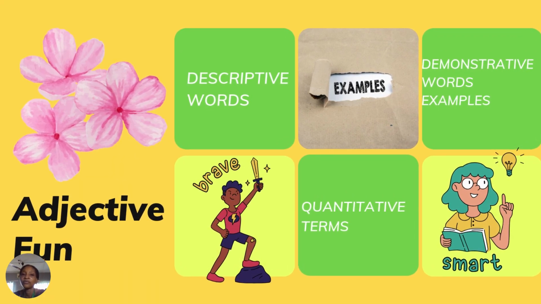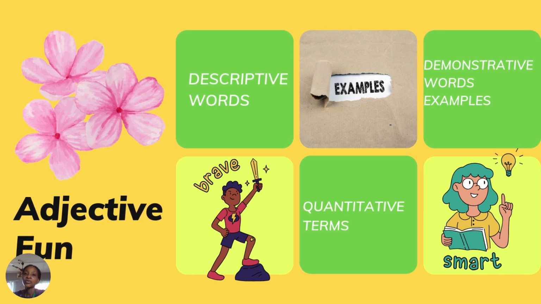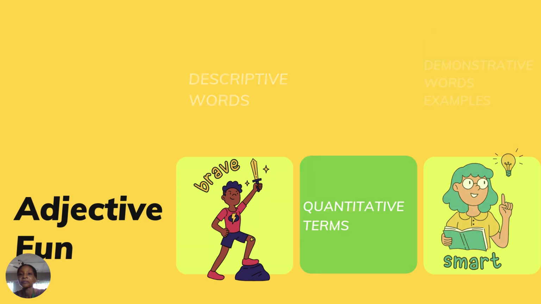Adjectives are descriptive words. They help to describe what we are talking about. They are also demonstrative words. They help to demonstrate something, maybe an action that is taking place. An adjective can also be a quantitative word in the sense that it can actually describe the quantity of a particular thing.